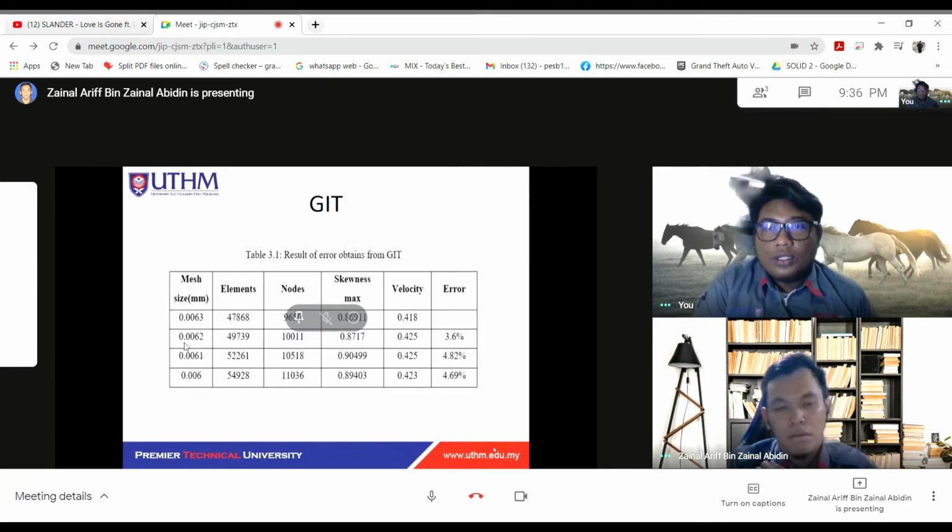At 0.062, the element is 49739 and the node number is 10011 and the skewness max is 0.8717. The velocity is 0.425. So the error is just 3.6%. As we can see, when it is 0.061, the error becomes bigger. So the suitable mesh size is 0.062 millimeter.